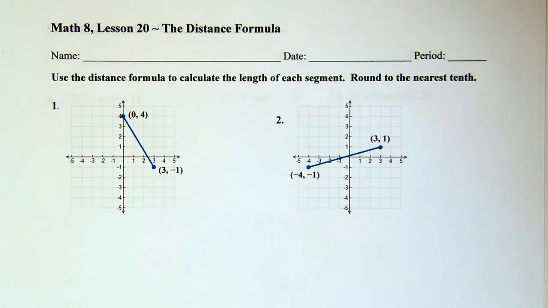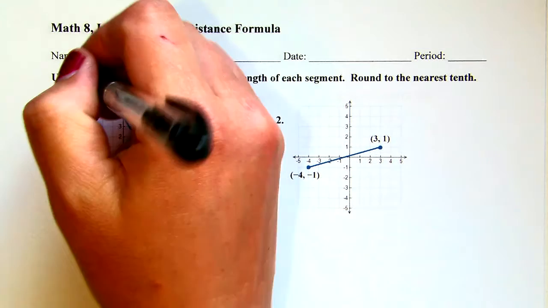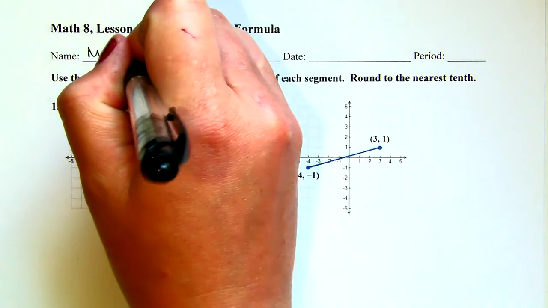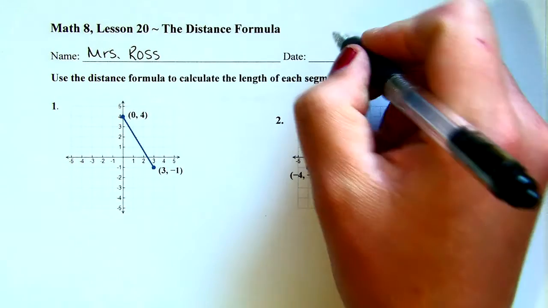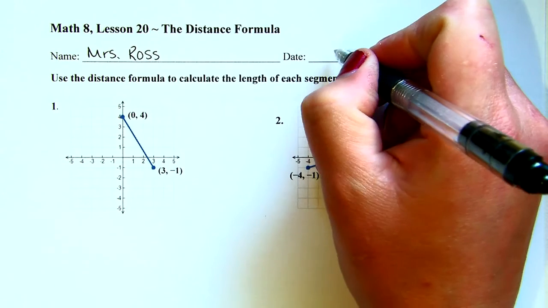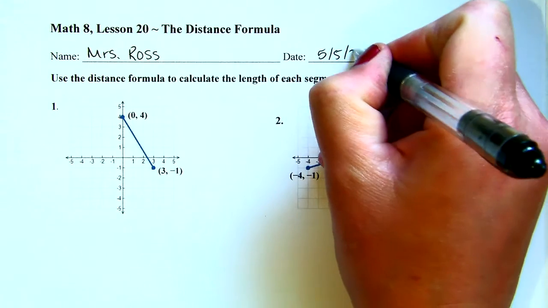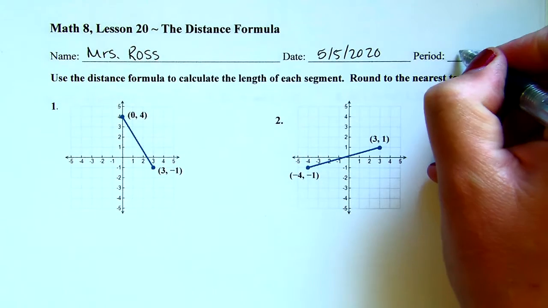For this particular assignment, please make sure that you write your name, today's date, and the class period on this. For me, my name, Mrs. Ross. Today's date. Today happens to be 5/5. That's my recording date. And this is for period 1, which is when Math 8 occurs.